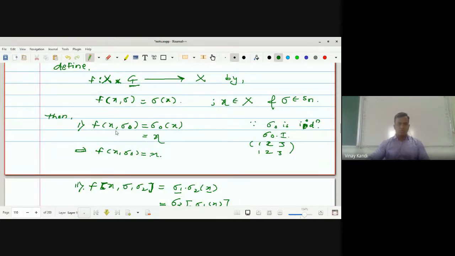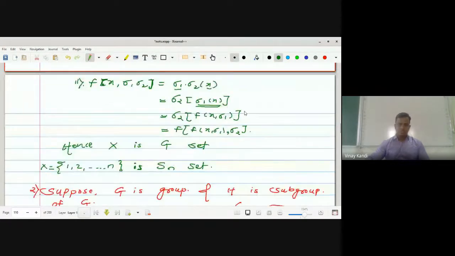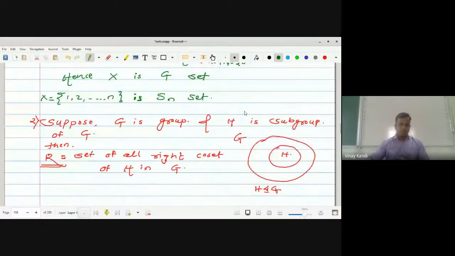Look at here, f of (x, sigma). We define f of (x, sigma) is equal to sigma of x. What is sigma? Sigma is an element of G, that is Sn, and small x is an element of capital X. And the second example: G is a group and H is a subgroup of G.